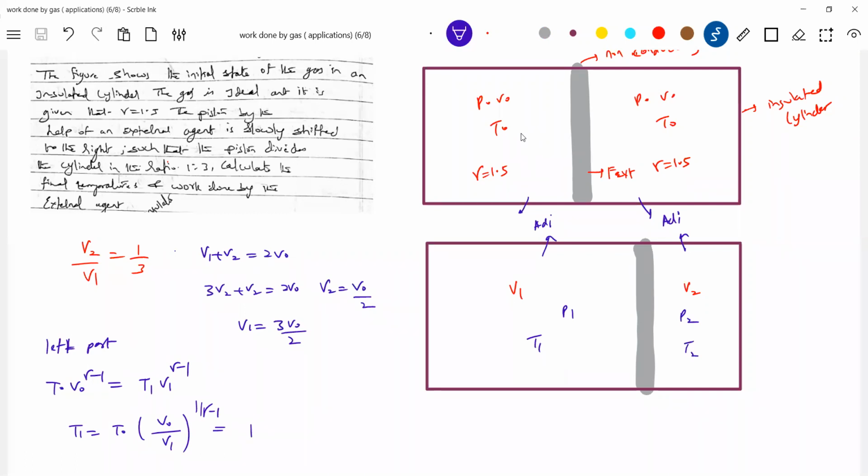Under root 2 by 3. Sir, why did you write 1 by gamma minus 1, sir? Oh, I didn't. I should not do like that. Yeah. Okay, ma. Gamma is 1.5. I think it will be under root of 2 by 3.